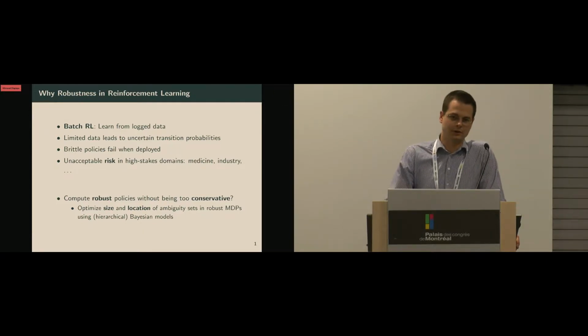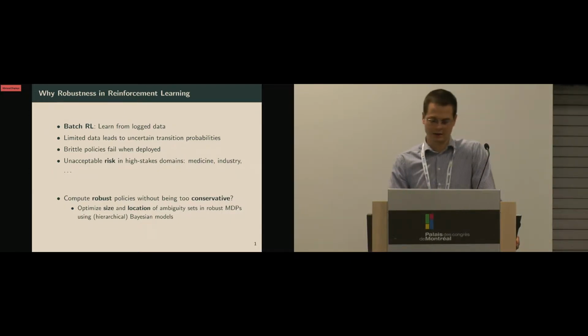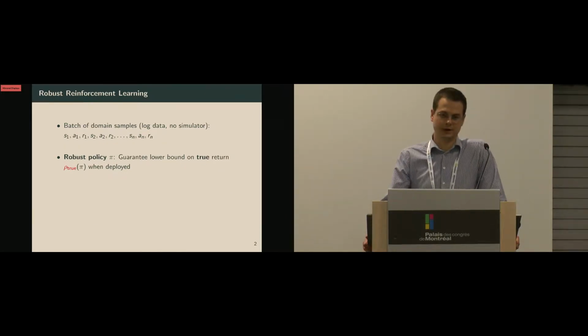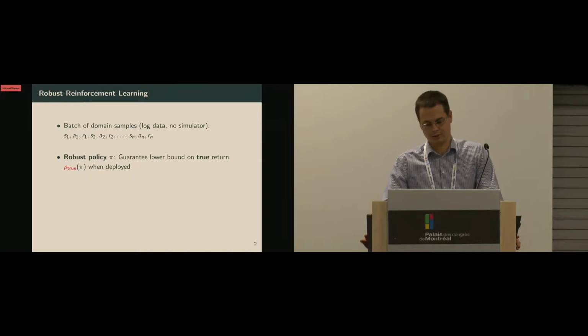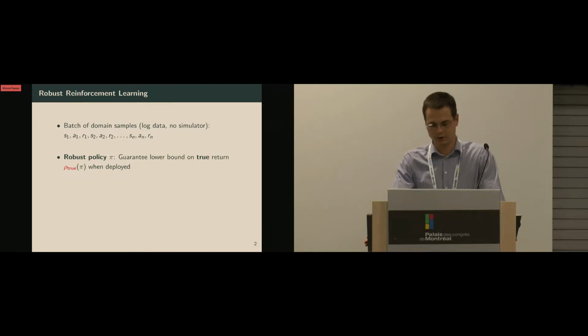So the goal of our work is to compute policies that are robust, but we want to do it in a way that we don't end up being too conservative. Our general approach is to use robust MDPs and to optimize the size and the location of ambiguity sets using Bayesian models. Our setting is the standard batch reinforcement learning setting. We're assuming we are given a batch of domain samples, logged data. We don't have a simulator, so this is simply a sequence of state action pairs and their rewards. And we want to compute a robust policy.